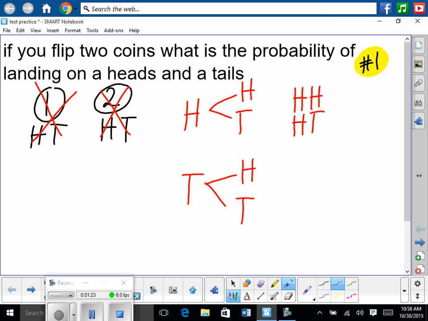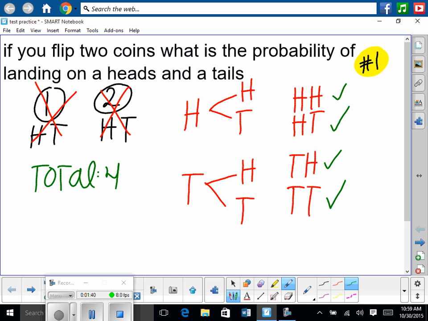All right, so then if we would have landed on tails, we could have landed on tails then heads, and we could have landed on tails then tails. So the total possible outcomes would be 1, 2, 3, 4. So our total possible outcomes is 4.